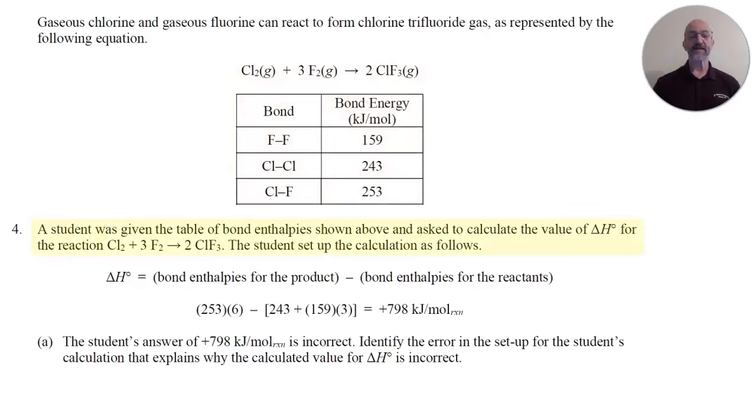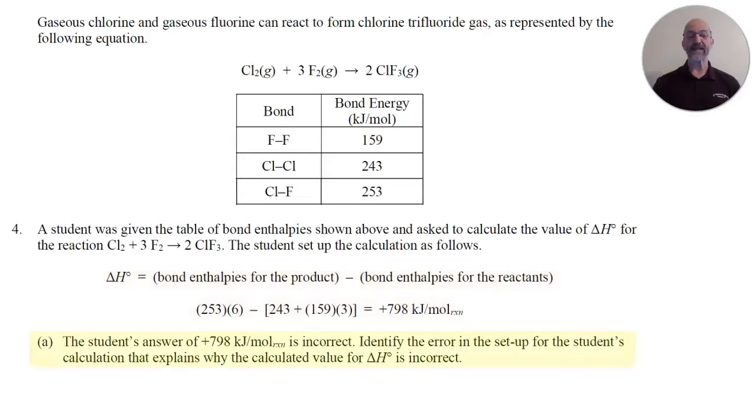Now, question 4 says, a student was given the table of bond enthalpy shown above and asked to calculate the value of delta H, or the change in enthalpy for the reaction, and the student set up the calculation as follows. Bond enthalpies for the product minus bond enthalpies for the reactants, and the student obtained a value of positive 798 kilojoules per mole of reaction. Now, as you're watching this video, if you say to yourself, but that's an incorrect method of solving this problem, well, you are right, this is incorrect.